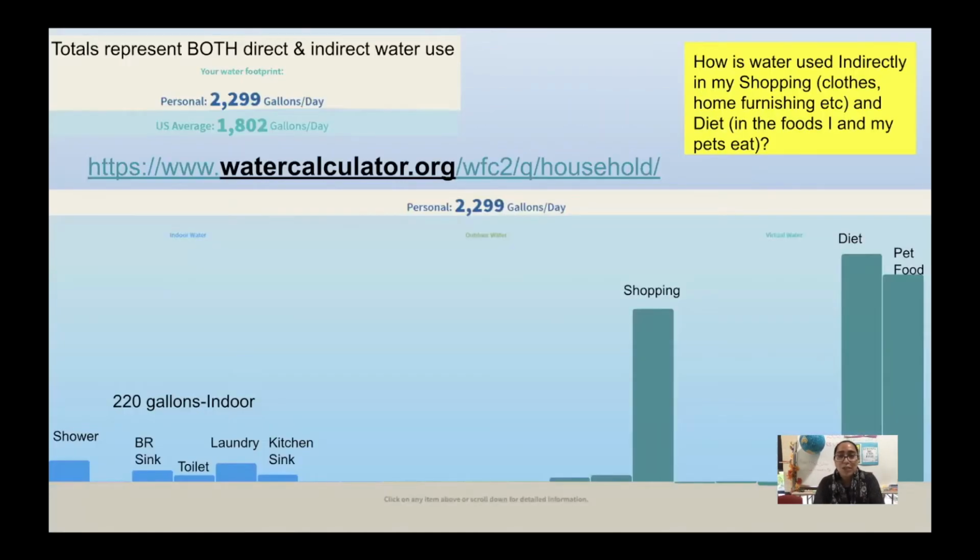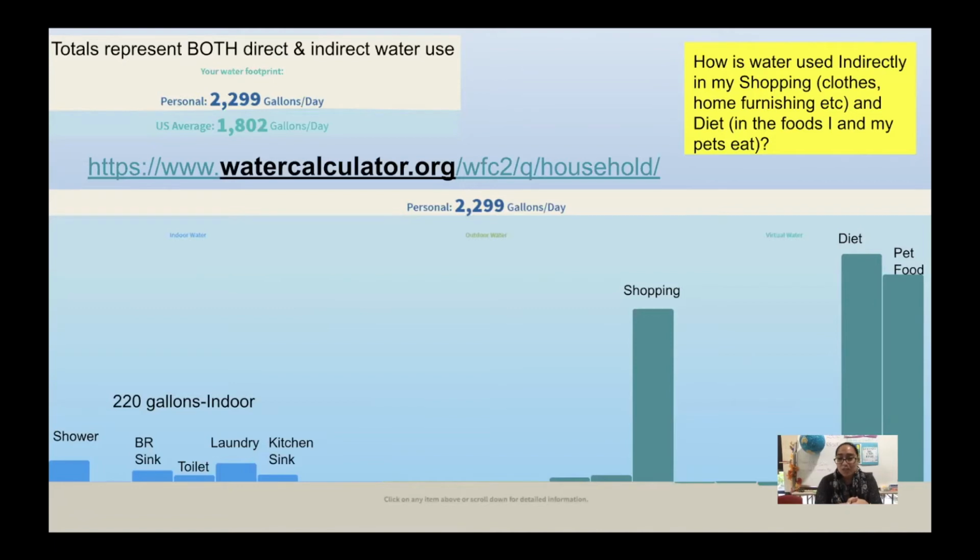And then something cool that you guys can do, you can go to watercalculator.org, and it will calculate both your direct and your indirect water usage. So I took the little quiz on the watercalculator.org, and it said that I use about 220 gallons of water daily for my indoor use. So I know my biggest fault is my long showers. I enjoy long, hot showers in the evenings, and I know that takes up a lot of water.